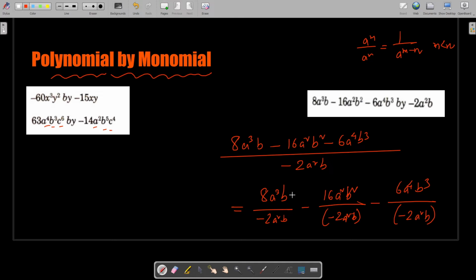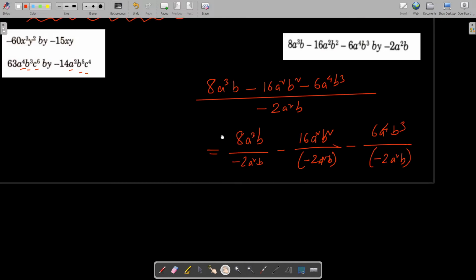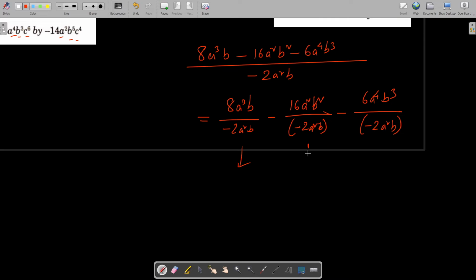So this is quite similar to the previous question. So if you can think of it, there are three individual division questions. So first one, what we'll do, let's put inside the bracket. It will be 8 divided by minus 2. Then it will be a to the power 3 minus 2, and b will get cancelled. Then there is a minus over here, minus over here.